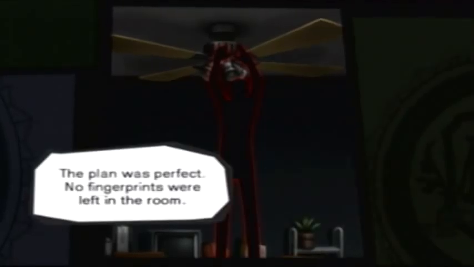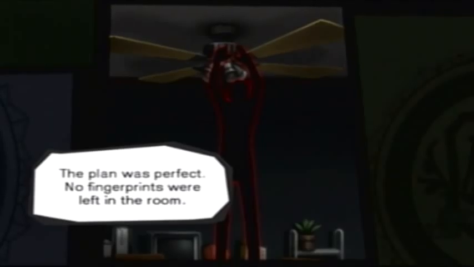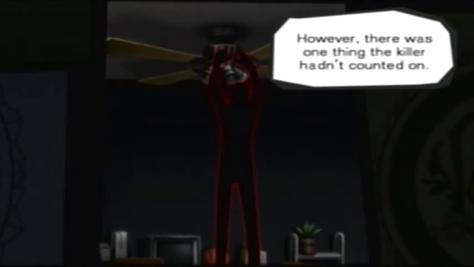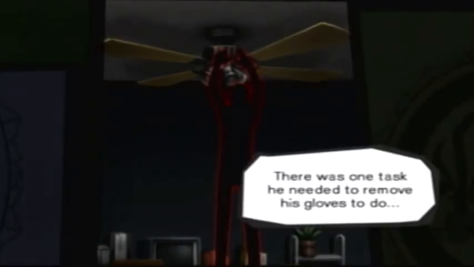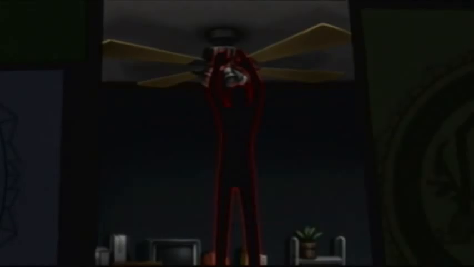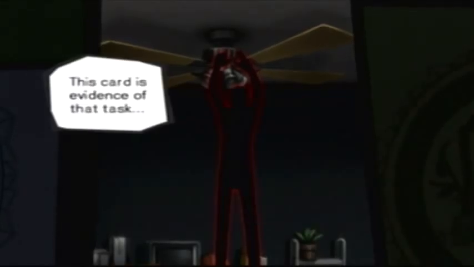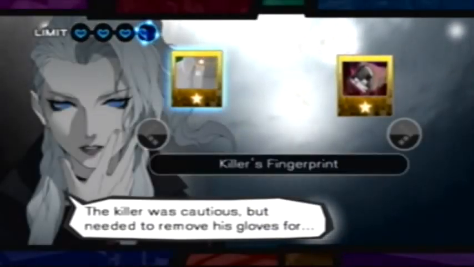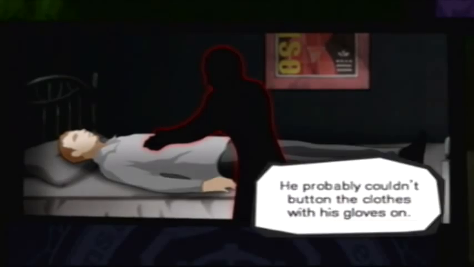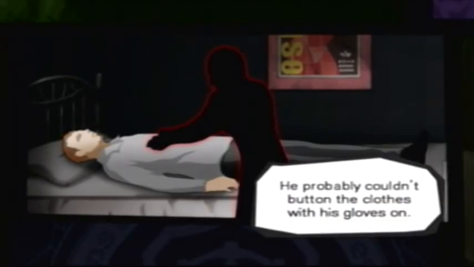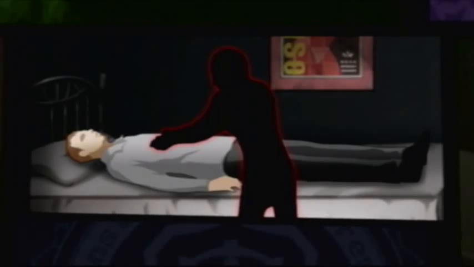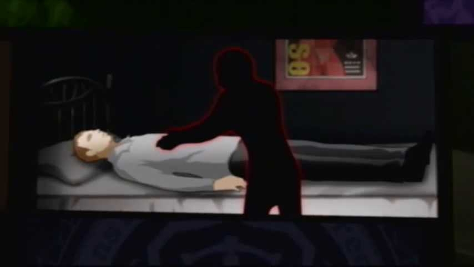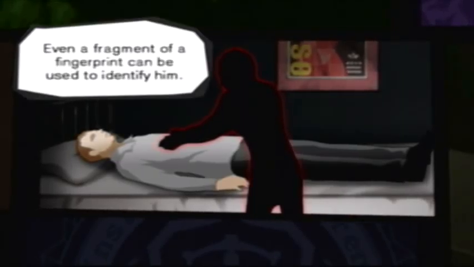The plan was perfect. No fingerprints were left in the room. However, there was one thing the killer hadn't counted on. There was one task he needed to remove his gloves to do. This card is evidence of that task. He probably couldn't button the clothes with his gloves on. No matter how small the buttons, there were still prints. Even a fragment of a fingerprint can be used to identify him.